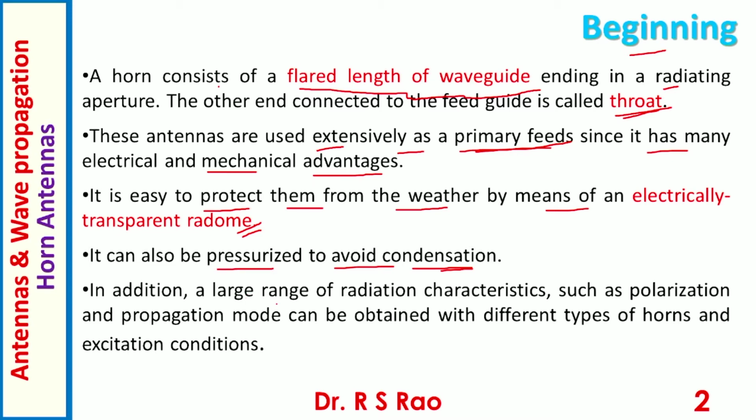In addition, a large range of radiation characteristics such as polarization and propagation mode can be obtained with the different types of horns and excitation conditions. It means it is somewhat versatile. It is able to give different radiation characteristics, different types of polarizations, different varieties of propagation modes, of course with appropriate types of excitation conditions and appropriate types of horn structures.